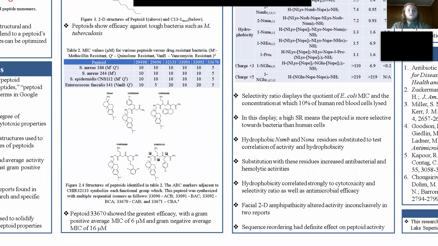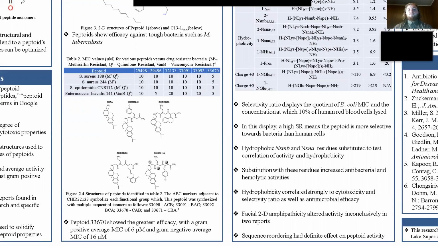Here we can also see another table of minimum inhibitory concentration values for other various peptoids tested against drug-resistant bacteria. So we know also that while displaying broad spectrum activity, these peptoids can be effective against bacteria which have already evolved drug resistance. And we can see with peptoid 32133, 33091, and the following peptoids that the sequence arrangement in each peptoid matters for sure.